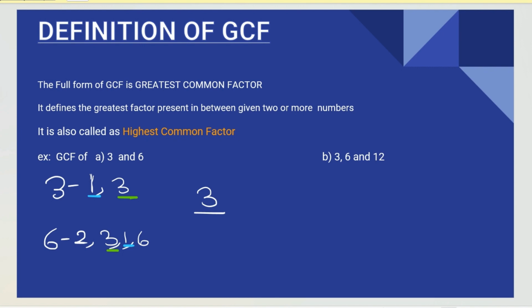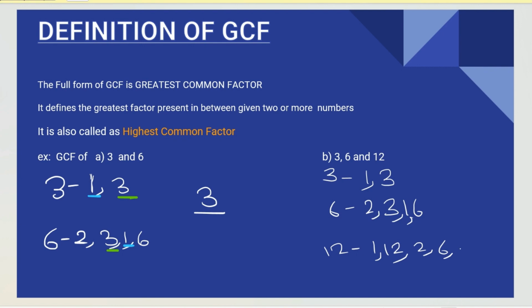So this strategy is a little bit time taking, but it is pretty okay. Now for B, we just do the same thing. The factors of 3 are 1 and 3, of 6 are 2, 3, 1, 6. And then 12 is going to be 1, 12, 2, 6, 3, and 4. And that's it. So now let's see what's in common.